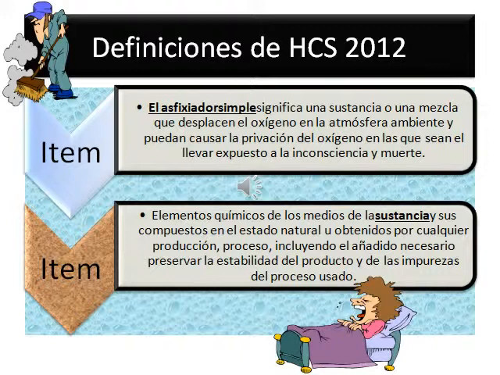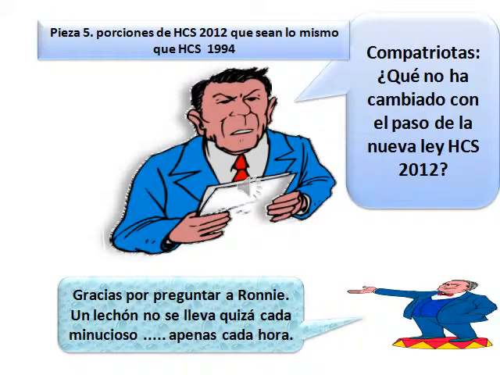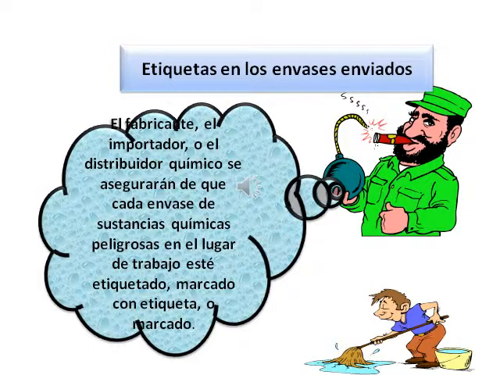Substance means a chemical element and its compounds in a natural state or obtained by any production process, including additives necessary to preserve the stability of the product and impurities from the process used. Part 5. Parts of HCS 2012 that are the same as HCS 1994. Labels on shipped containers. The chemical manufacturer, importer, or distributor shall ensure that each container of hazardous chemicals in the workplace is labeled, tagged, or marked.